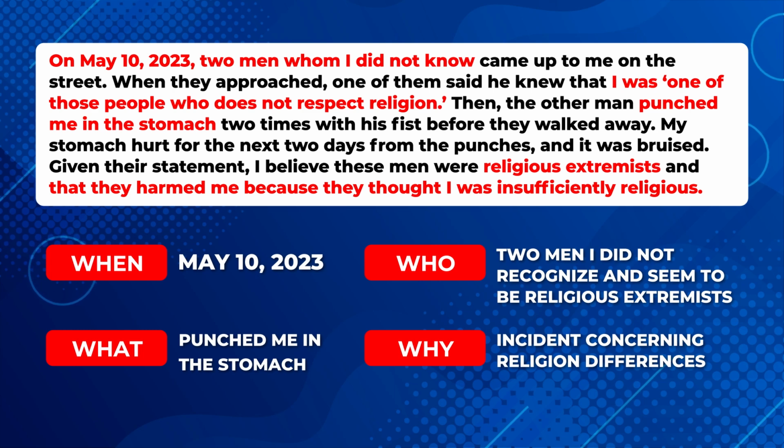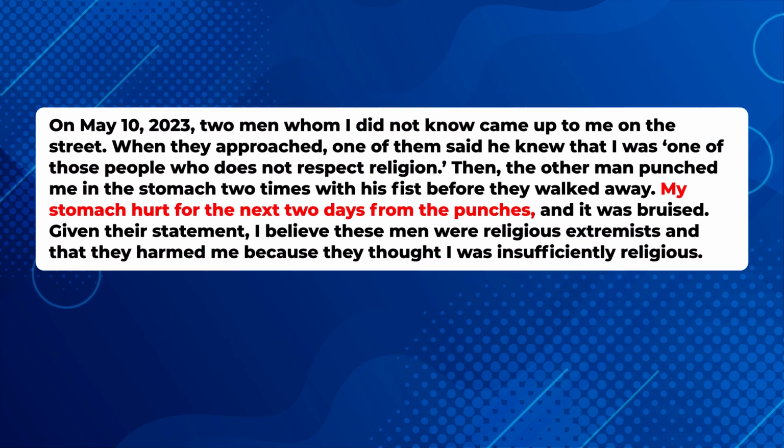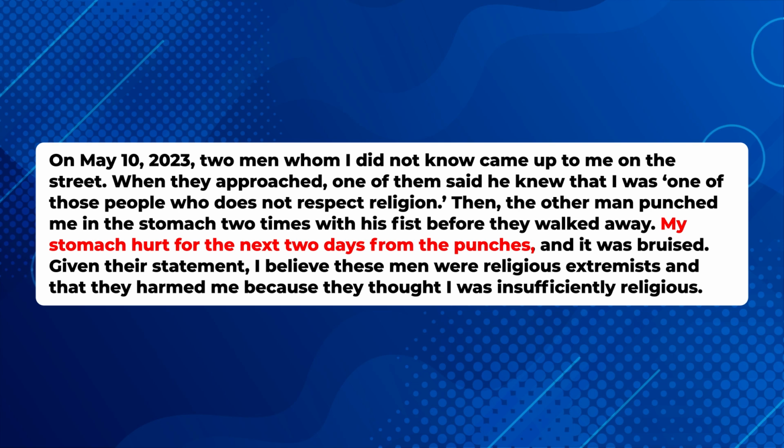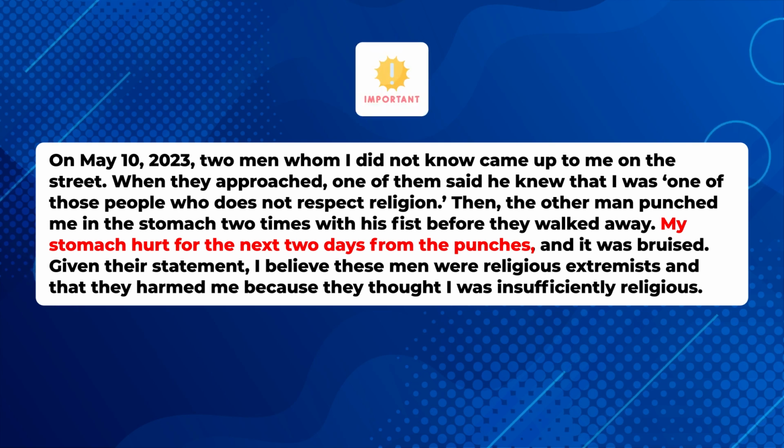But did you notice that I added something else? I included a couple sentences about the aftermath of the incident. I talked about the injuries I sustained. This is important. Why? Because it helps drive home how serious the harm was, which is relevant to establishing that the past harm was sufficiently severe to rise to the level of persecution.